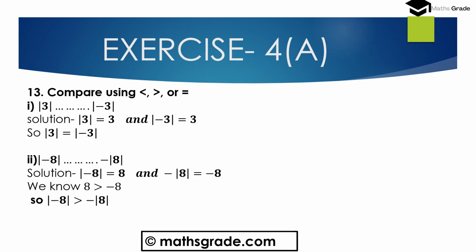Now question number 13. Compare using less than, greater than or equal to. First bit is the absolute value of 3 and the absolute value of minus 3. We know the absolute value of positive 3 is positive 3, and the absolute value of negative 3, that is minus 3, is also positive 3. So both are the same, both are equal. So the absolute value of positive 3 is equal to the absolute value of minus 3, equal sign.